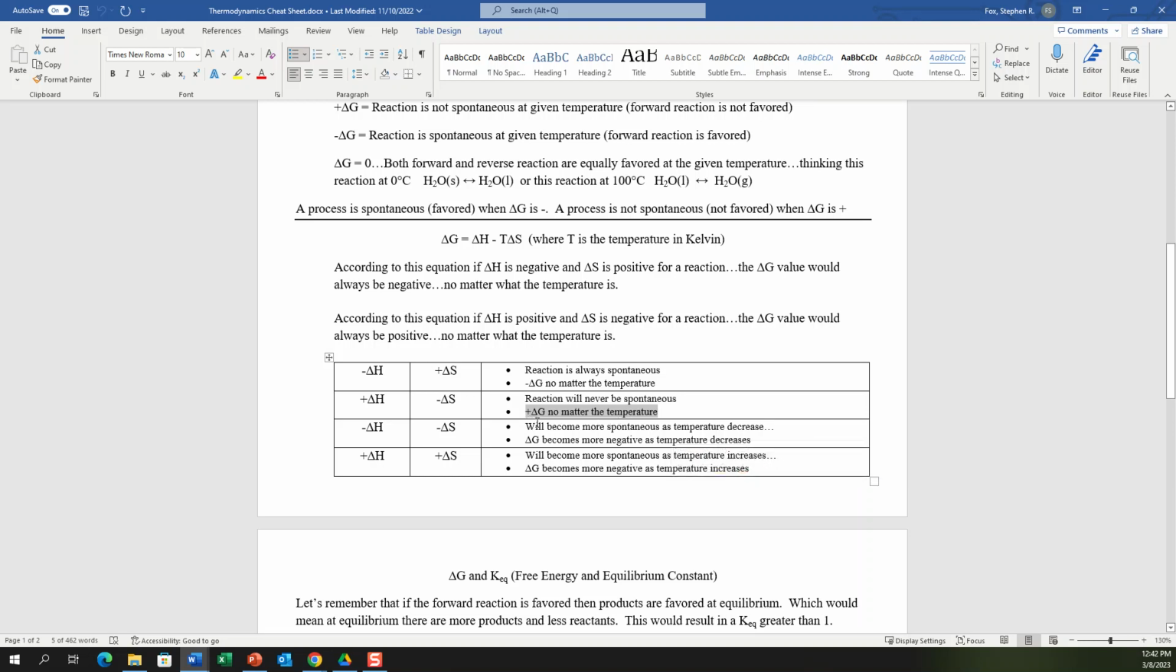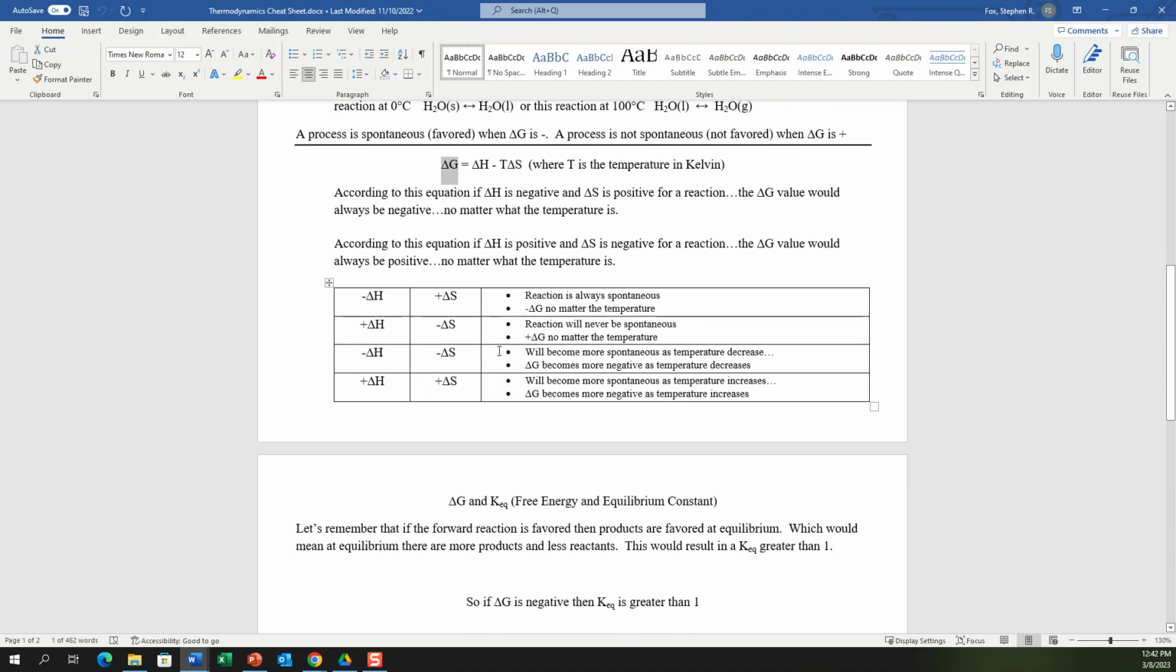It has a positive delta G. If you plug in a positive delta H and a negative delta S, no matter what the numbers are that you plug in to this equation, you will always come up with a positive delta G. Okay, so when are they sometimes thermodynamically favored, sometimes not thermodynamically favored? That's when you have a negative-negative combination or a positive-positive combination.